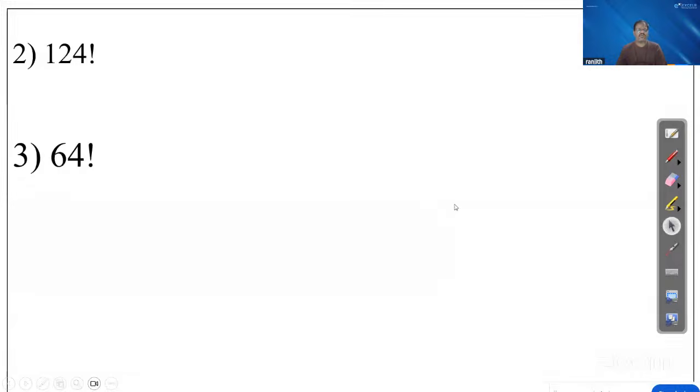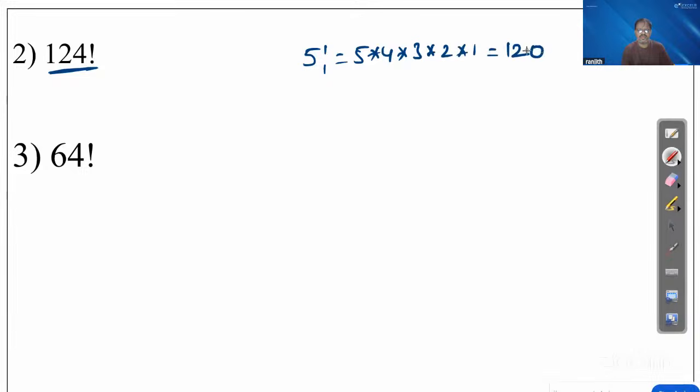Next, number of trailing zeros in 124 factorial and 64 factorial. Before solving 124 factorial, let's see 5 factorial. 5 factorial can be written as 5 into 4 into 3 into 2 into 1, so the value will be 120. How many 2's do we have? 4 can be written as 2 square, and 2 is 2 power 1. So the number of 2's will be 3 and 5's will be only 1. Number of zeros will be only 1.